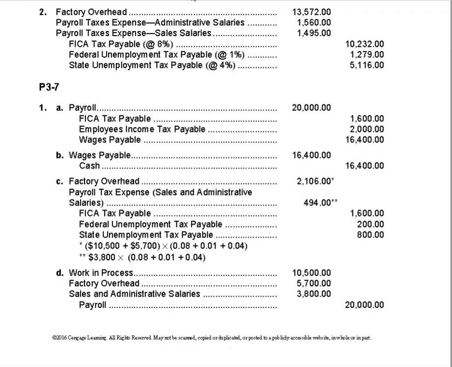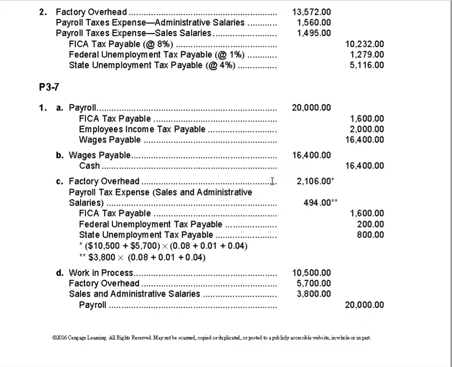Now FICA tax payable is 8% of it. Employee income tax payable is 10% of it. And wages payable out of that is 16,400. So the total payroll turns out to be 20,000. Wages, and then we pay wages. So we debit wages payable and credit cash.